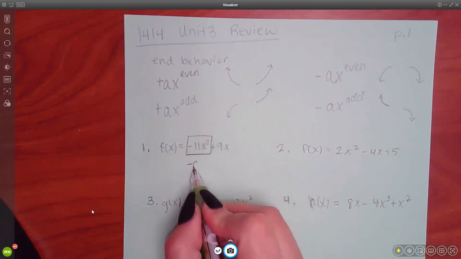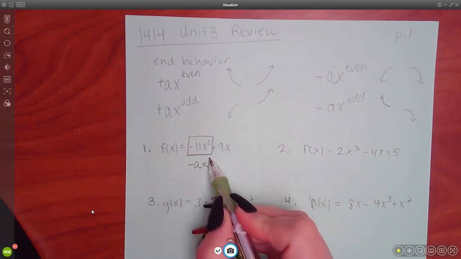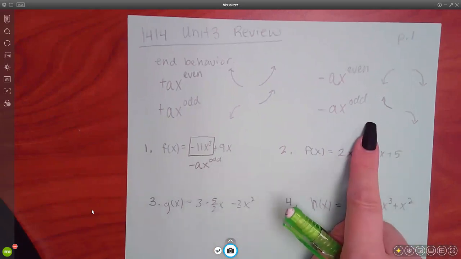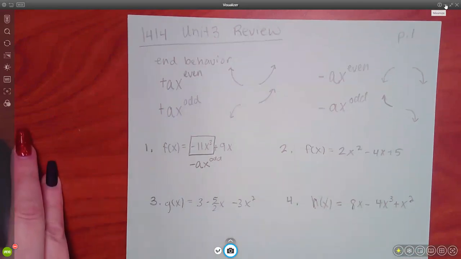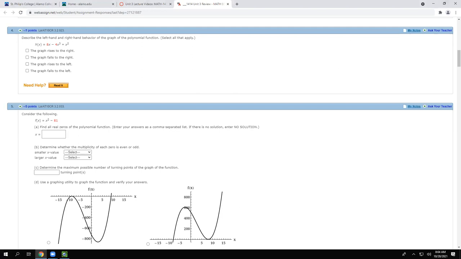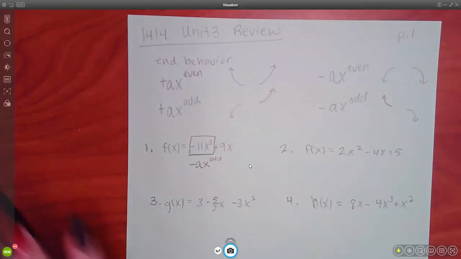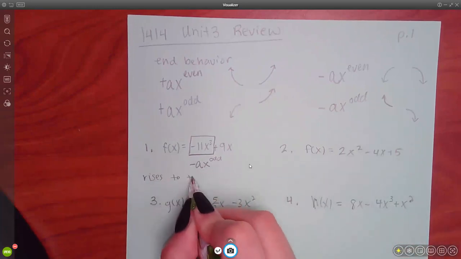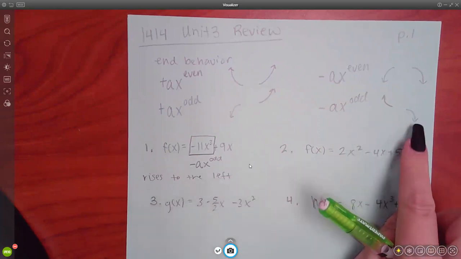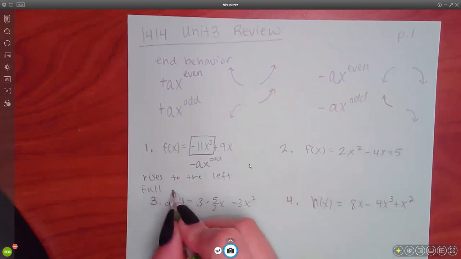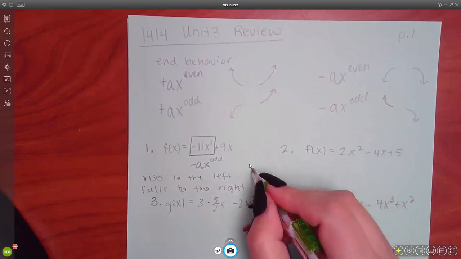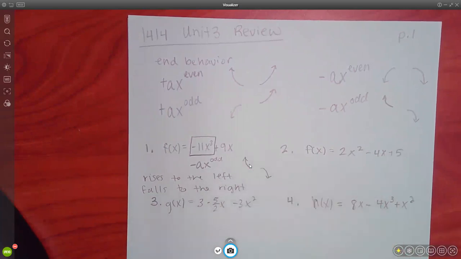That term has a negative number in front and an odd exponent. So it fits this description. The way they phrase it on here is this falling, rising stuff. So if my end behavior is this, it rises to the left, and then over here, it falls to the right. In symbols, it looks like that.